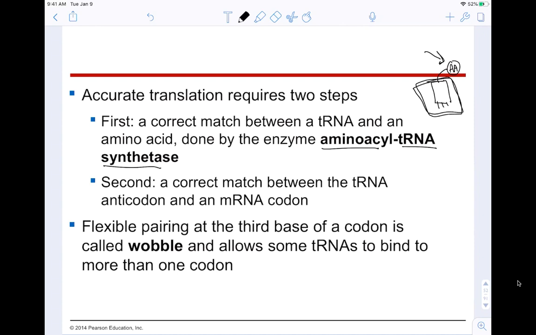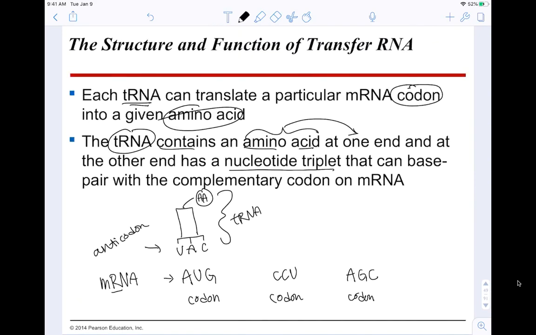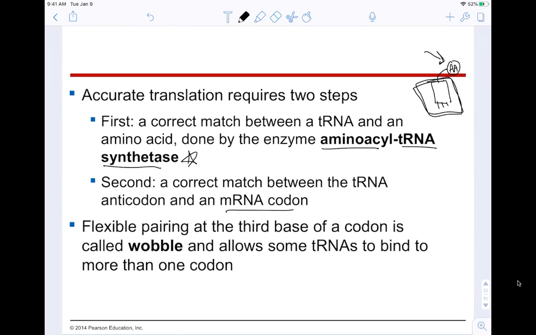So second, a correct match between the tRNA that was just created thanks to this enzyme and the anticodon with the mRNA codon. So that's what I was just illustrating up here so beautifully for you. The anticodon and the codon pairing up correctly. That's the second step. There we are.